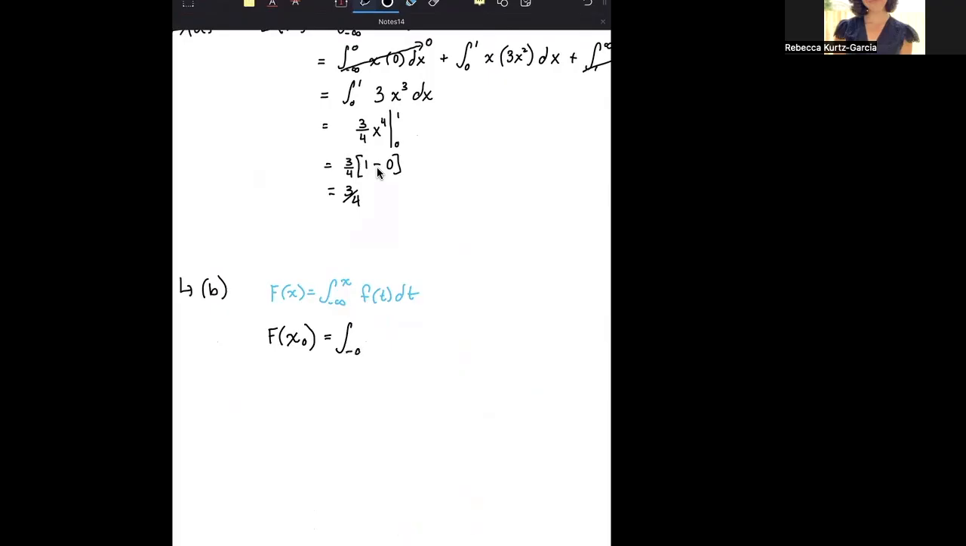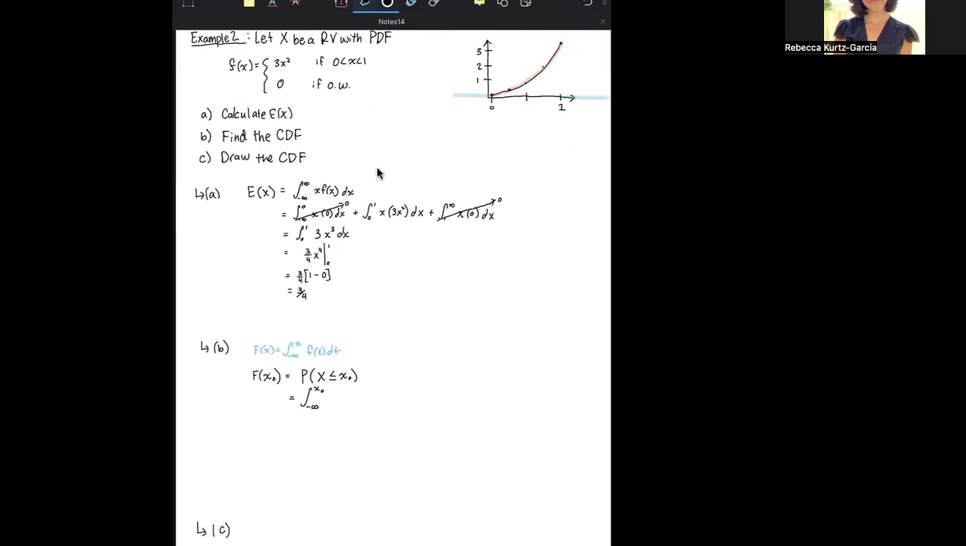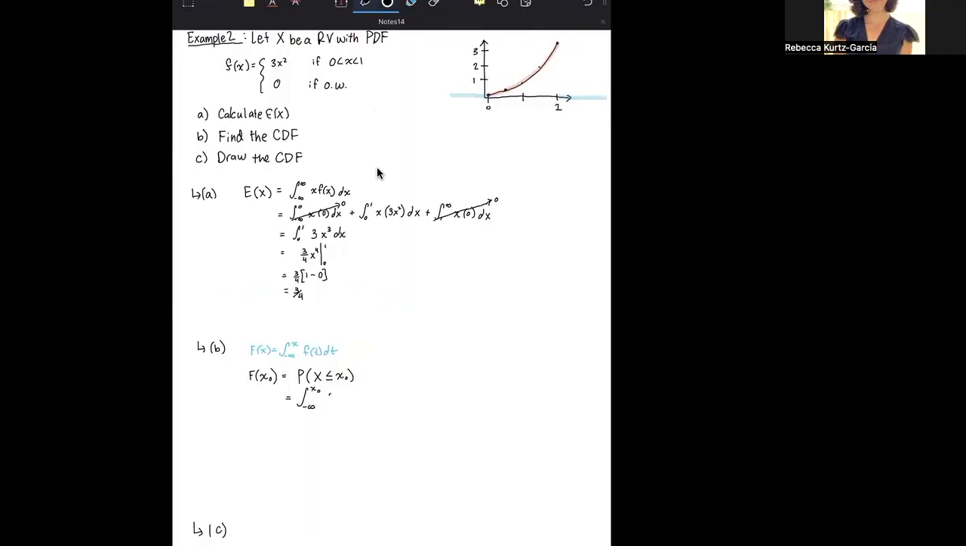So my integral's got to go from, and just as a reminder, I know I've already said this in these videos, but this would be x. What's the probability of x up to x naught? So I'm going to go from negative infinity to x naught. And then I need my CDF function, which is 3x squared. And this would be dx.